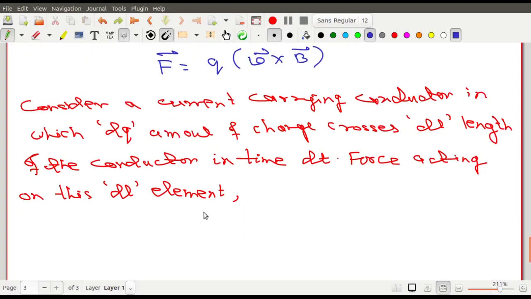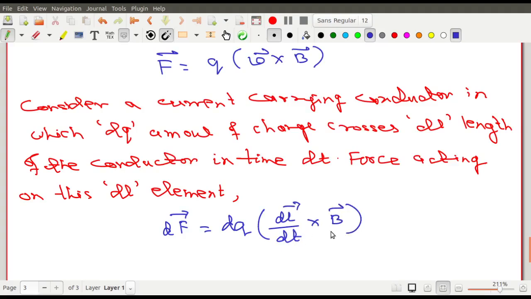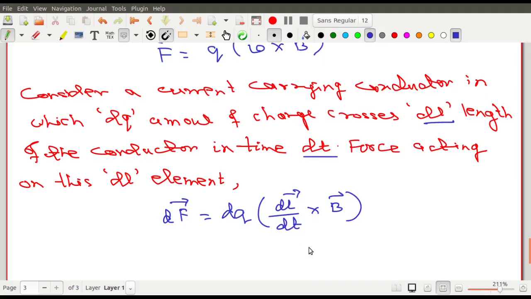So what force will act on the dl element? So for the dl element, I write it dF. What is the amount of charge? That is dq. And the velocity, can I write it as dl by dt? Definitely you can write it dl by dt, because distance dl is crossed in a time dt. So velocity is dl by dt.